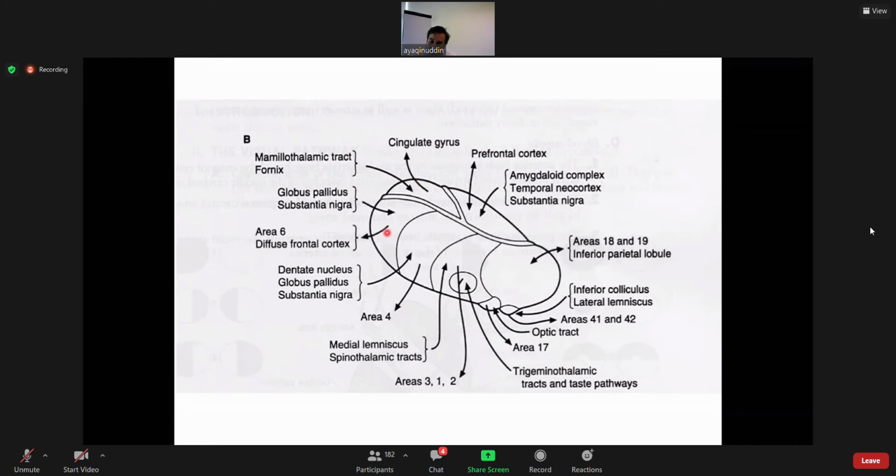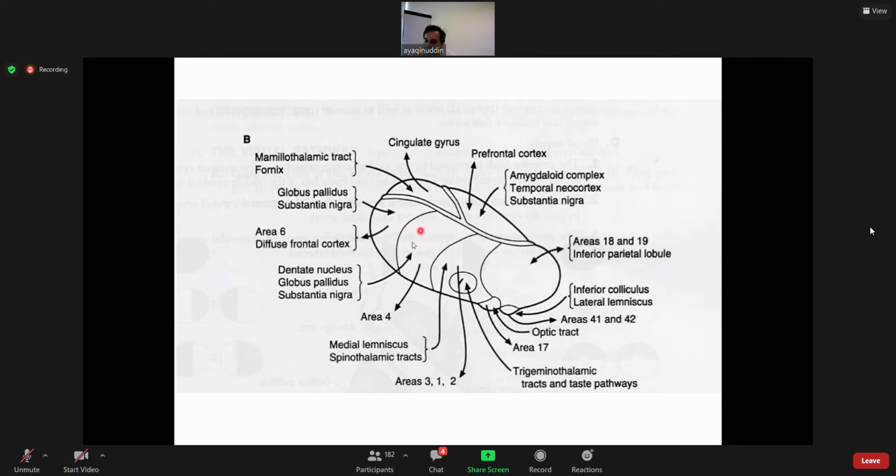Then we come to the ventroanterior nucleus. This ventroanterior nucleus is mainly receiving inputs from the basal ganglia. So you would see globus pallidus and substantia nigra reticulata are basically giving the inputs. The output is going to go to the premotor cortex, mainly area number 6.